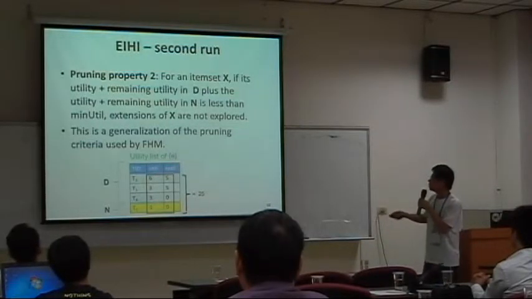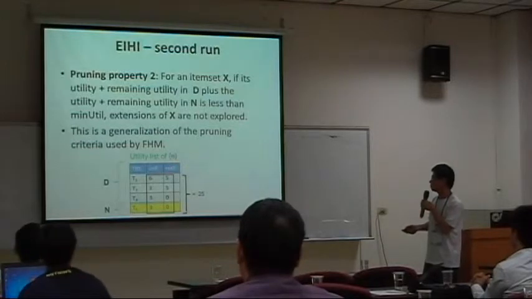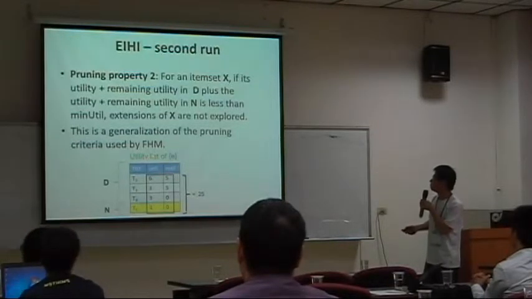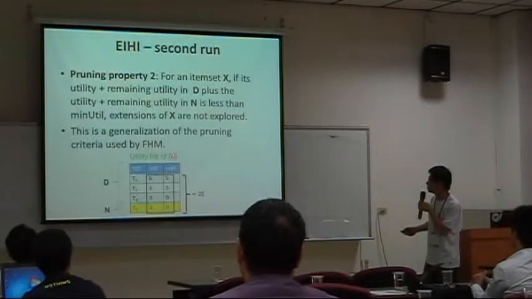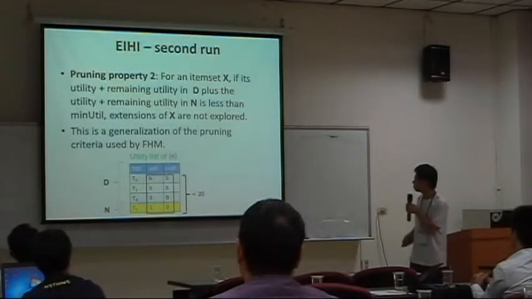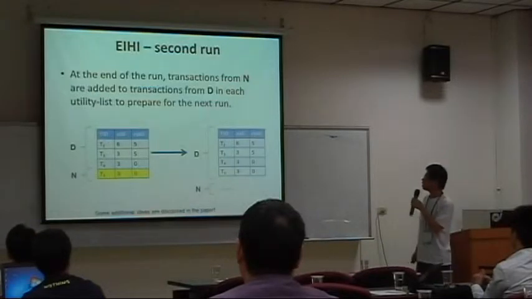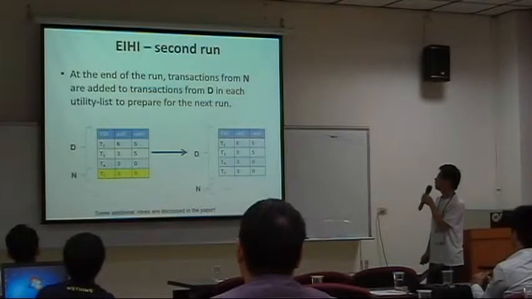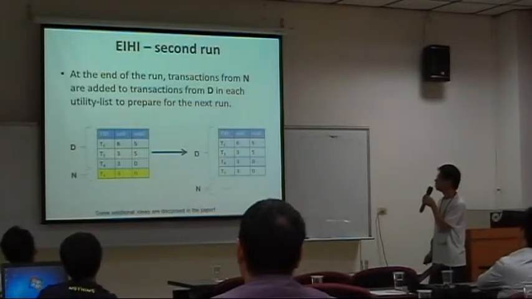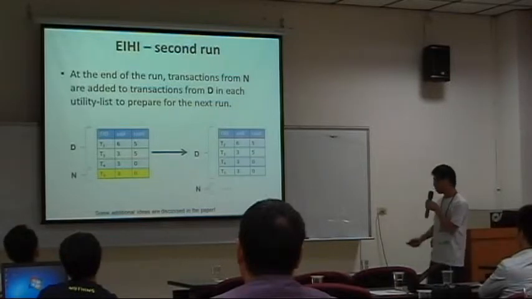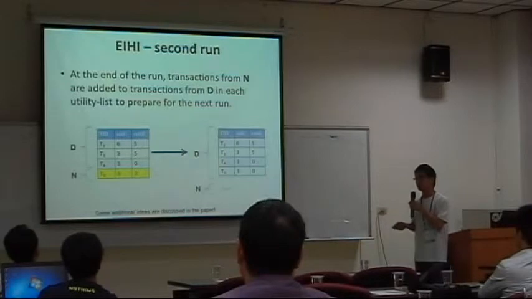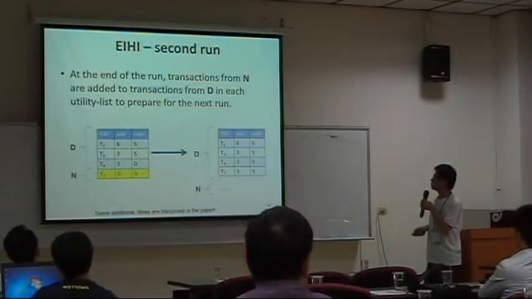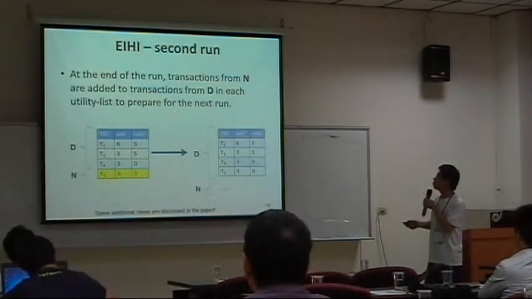And here's an example about this pruning property. We can see that the utility value plus the remaining utility value of the item E is 25. At the end of the run, transactions from N are added to the transactions from D in each utility list to prepare for the next run. Because this algorithm is proposed for incremental mining, the new transactions will come one by one. So at the end of this run, the algorithm will be prepared for the next run.